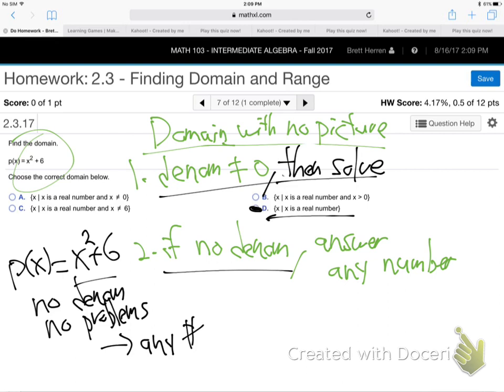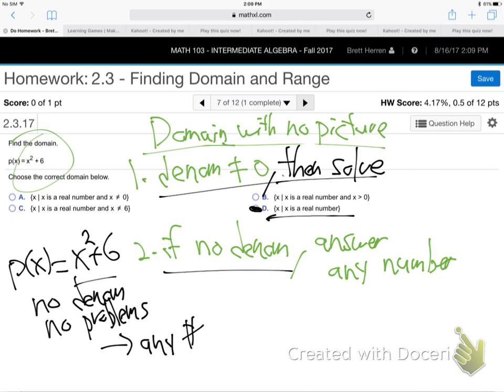So basically, if they don't have a denominator, you just snap through those. I think they give you 2 or 3 of those. Those will be really, really easy. If it has a denominator, then just grab the denominator not equal to 0 and solve it. If it doesn't have a denominator, it's just any real number. That's for domains with no picture.